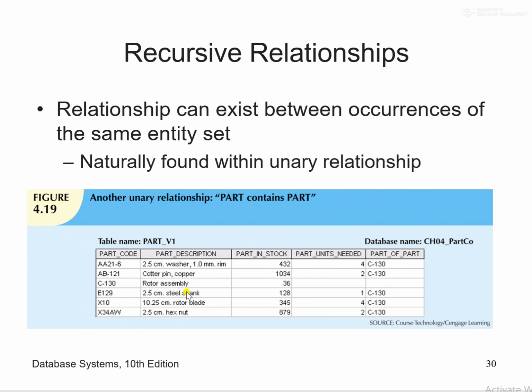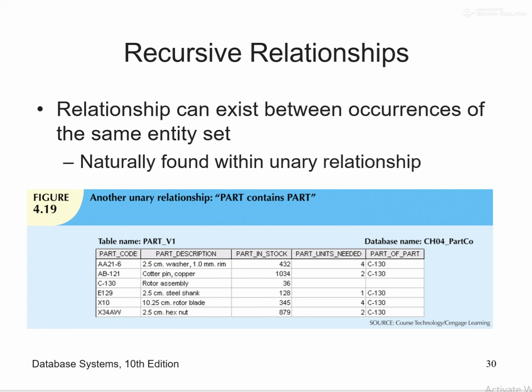Now here if you look in this table, this part rotor assembly contains many other parts. Like you can see that the part code for rotor assembly is C130, and you can see here in this last attribute, part of part, it means rotor assembly contains this part, that is the 2.5 centimeter washer and the 1.0 mm rim. Okay, rotor assembly contains this cotter pin and copper part, and all other parts.